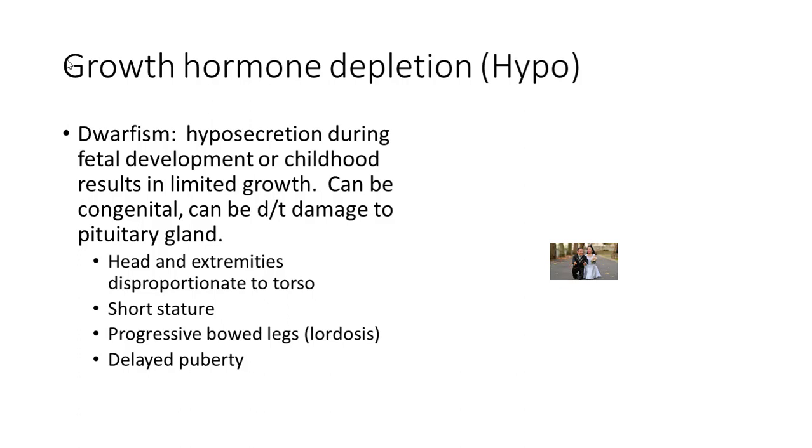dwarfism. When a person's growth hormone is not secreted as much as it should be, when they're in utero, or maybe when they're a young child, their growth will be limited. Can be caused from damage to the pituitary gland, can be familial, just kind of depends. The head and the extremities are going to be disproportionate to the torso. They're going to be short. The legs will be bowed, and they'll reach puberty later.